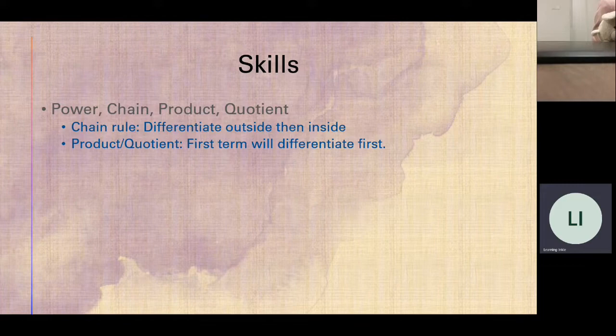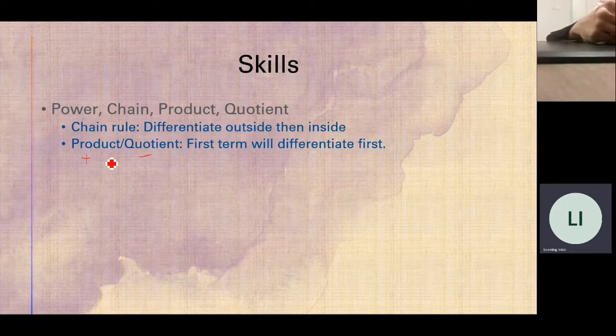All right. Product rule, quotient rule. What I like to say is first come, first serve, aka first term you'll differentiate first. And the other idea is product is plus, quotient is minus, right? I mean, it comes from very basic arithmetic. You learn in primary school, 2 times 3 is 3 plus 3. 6 divided by 2 is, well, 3 plus 3. 6 minus 3 minus 3 as well.